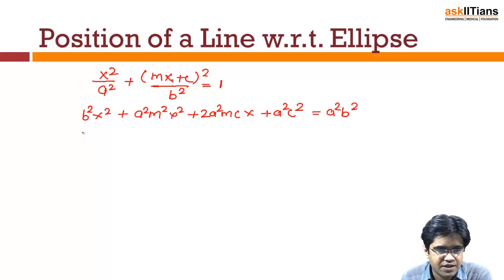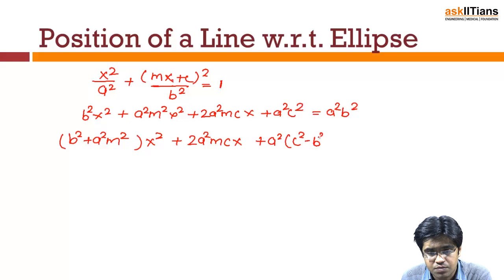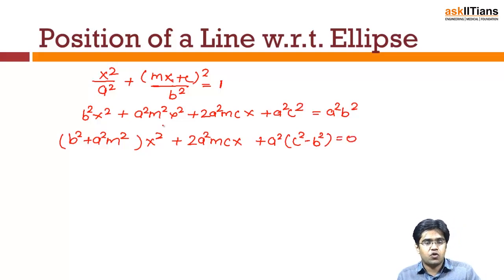If I simplify this, collecting the coefficients, then (b square plus a square m square) of x square plus 2a square mcx plus a square (c square minus b square) is equal to 0. Now this is the quadratic equation that we were talking about.